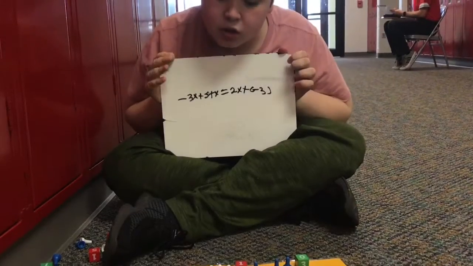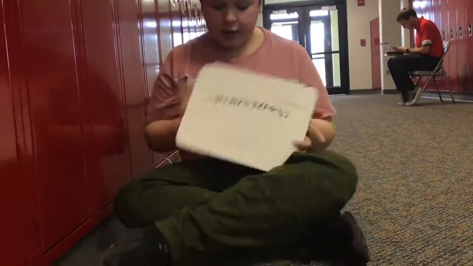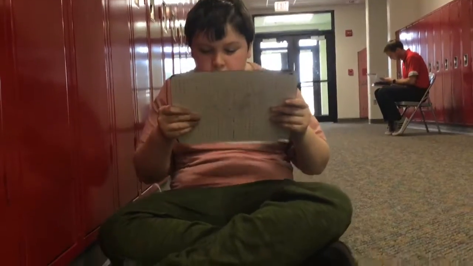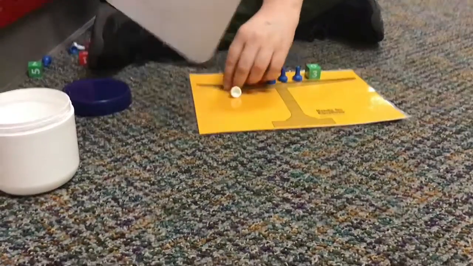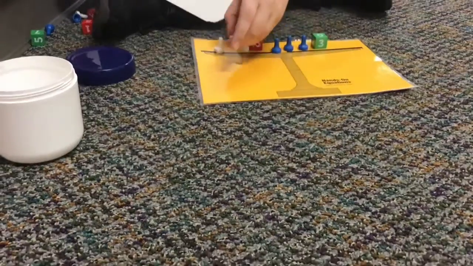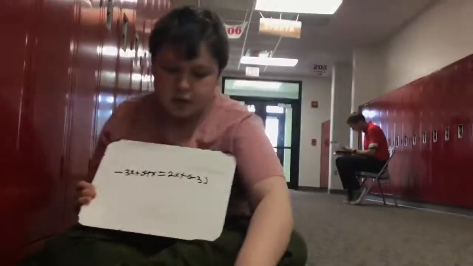I don't know if I could edit that in, so I don't know. So our first problem is negative 3x plus 5 plus x. That is equivalent to 2x plus negative 3. Let's just get these in order real quick. So let's get back here. Let's get that back in there. So my policy of throwing things just gets better.